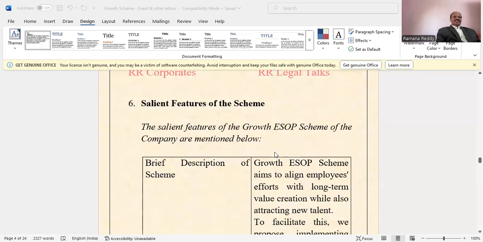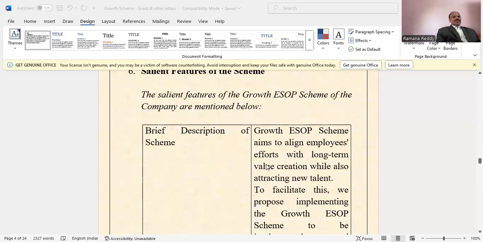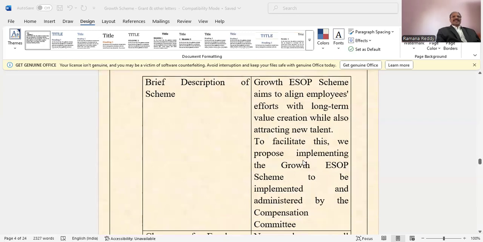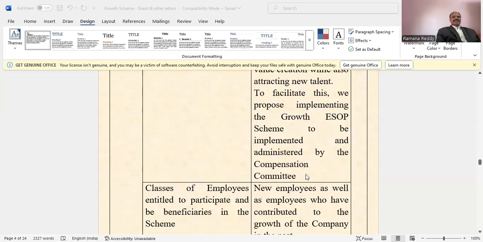Salient features of the scheme have to be given in the grant letter. These include a brief description of the scheme. For example, for a growth scheme: the scheme aims to align the employees' efforts with the value we create and also attract new talent. To facilitate this, we propose implementing the scheme, to be implemented and administered by the compensation committee.